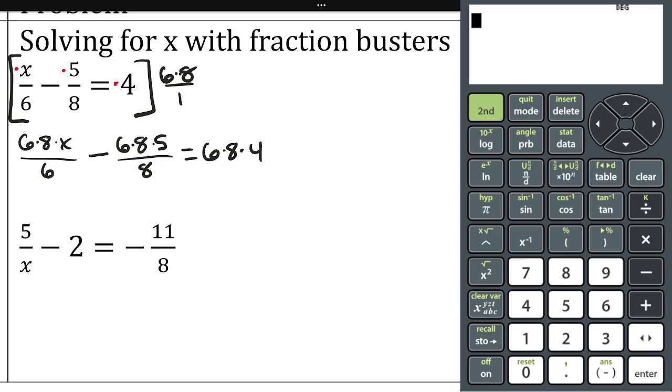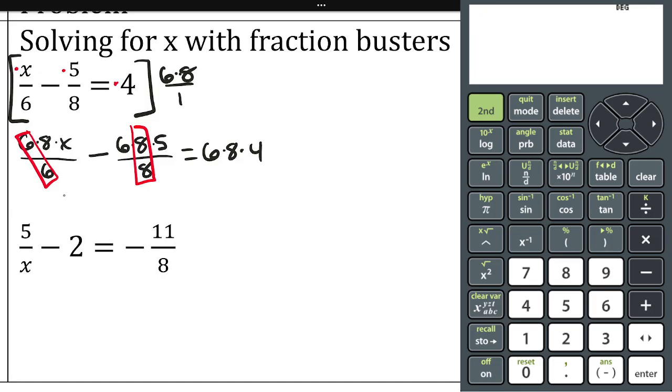The important idea here is that because I multiplied every term, this term, this term, and this term, by 6 times 8, this equation is still true. These things are still equal to each other, and I'm going to find the same value of x. Now that I've done that, it's time to identify some giant ones and get rid of them. 6 over 6 is the number 1, so that's gone. 8 over 8 is the number 1, so that's gone. So this equation is going to become the much more simplified version.